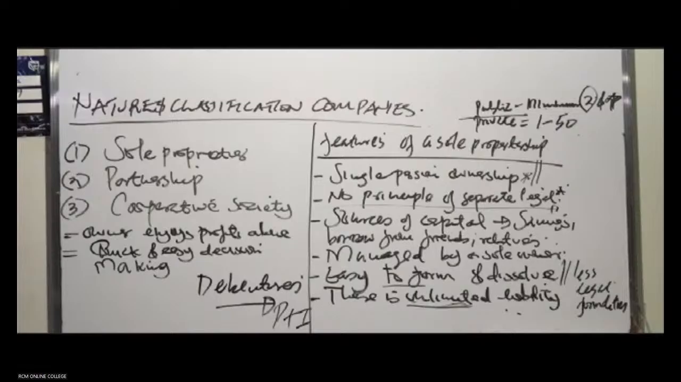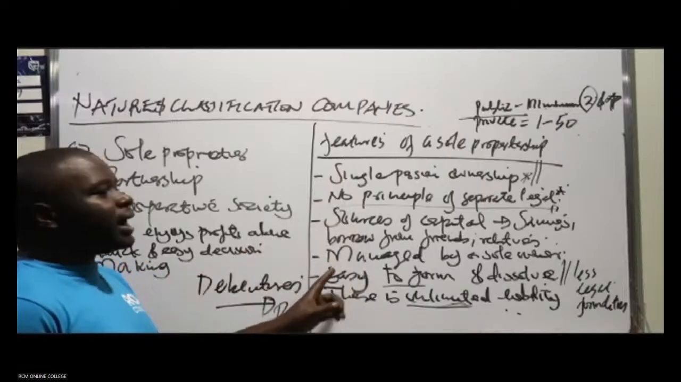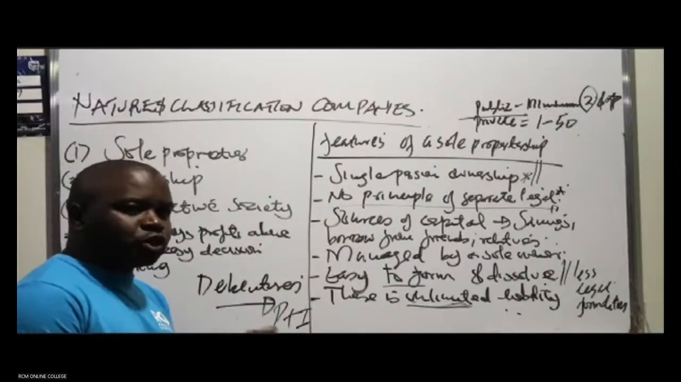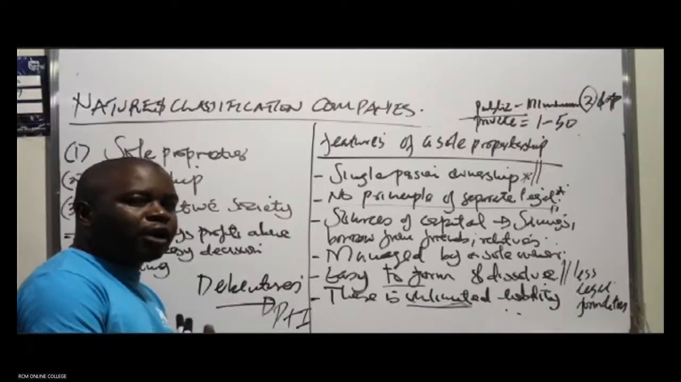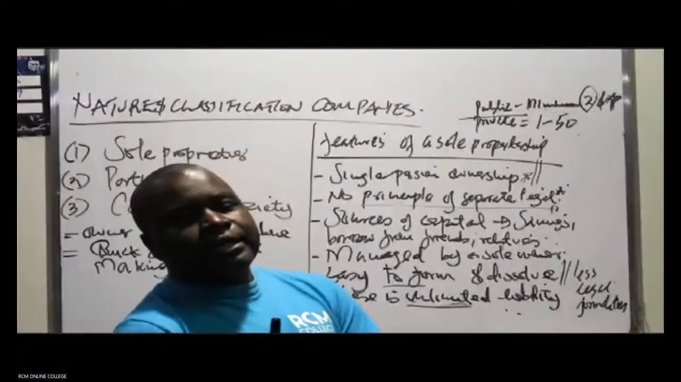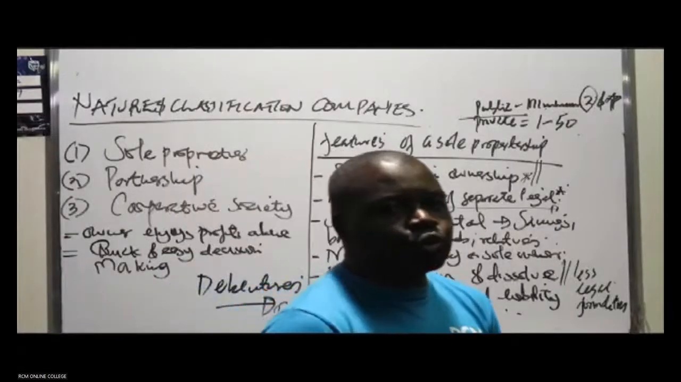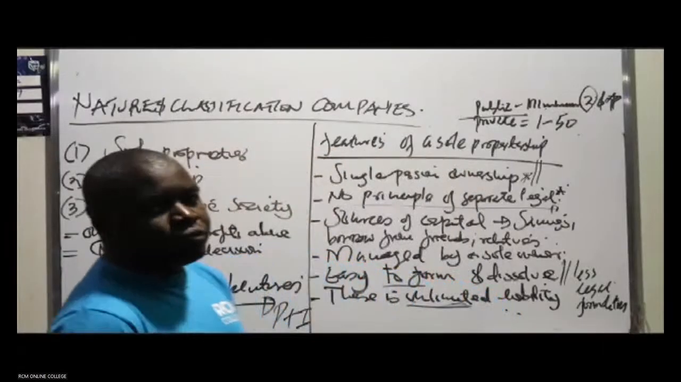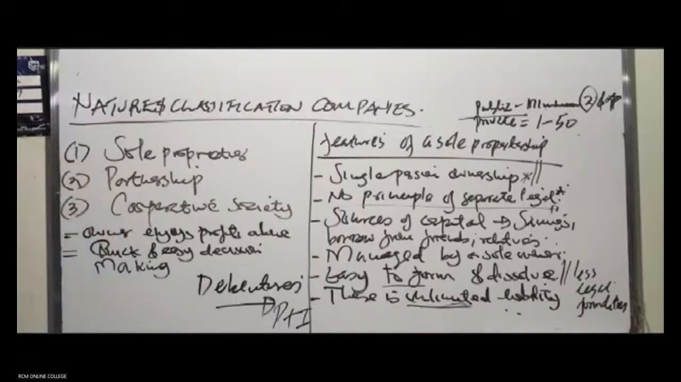For each and every feature, you might identify it either as an advantage over the other, depending upon how you argue, or as a disadvantage over the other, depending upon how you argue. It just depends on how you argue. For example, you talk about quick and easy decision making. This is like an advantage over a company, because you can make decisions very fast.